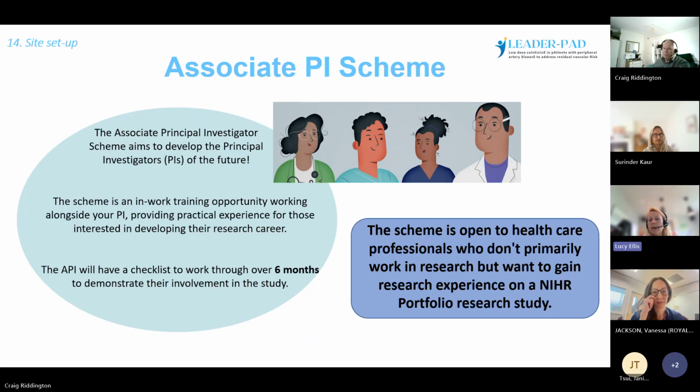Complete tasks on the trial for about 6 months, and then complete a checklist at the end to demonstrate how they've helped support the study with all various different tasks, but largely screening and recruitment into the trial. So yeah, our top recruiting sites do have associate PIs supporting the PI to help with that. If you need any information about that, just come to the mailbox and I can send further details through.